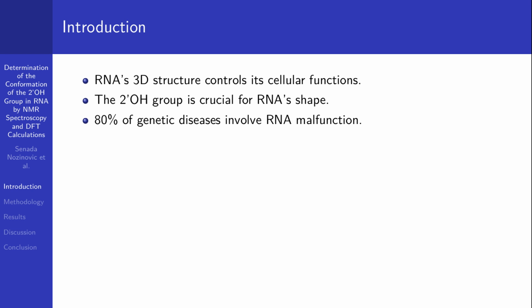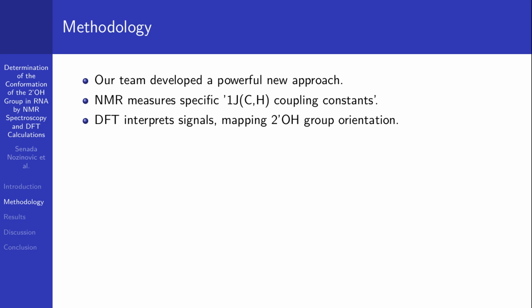Imagine trying to understand a complex machine when a key component is always blurry or invisible. Did you know that RNA is involved in over 80% of all known genetic diseases? Understanding its structure, especially this elusive 2OH group, is therefore paramount to unlocking new treatments. So, how do you study something that's practically invisible? Our team developed a powerful new approach.